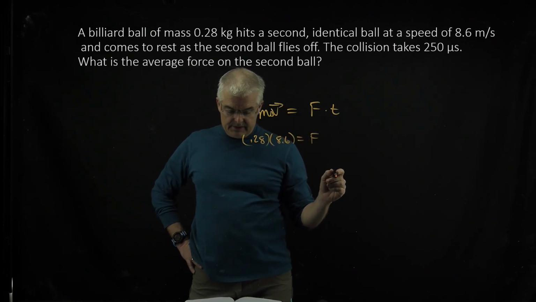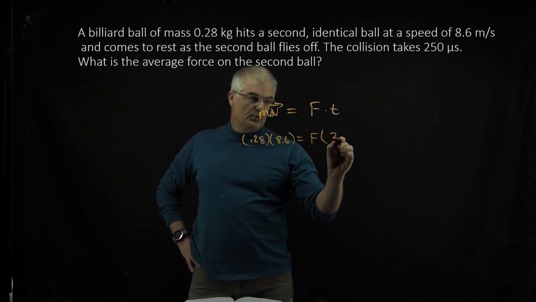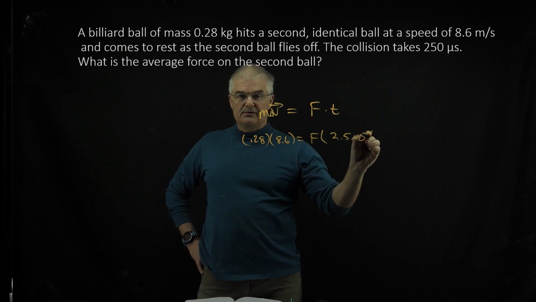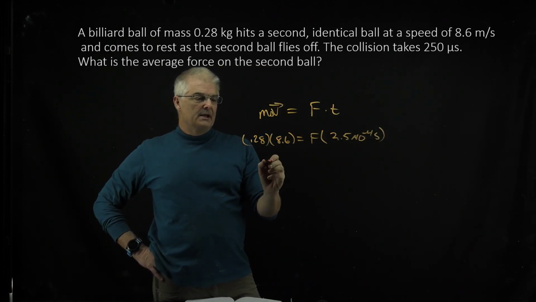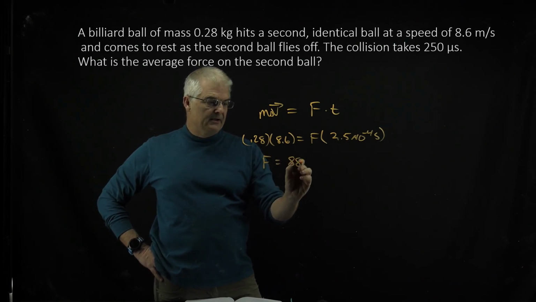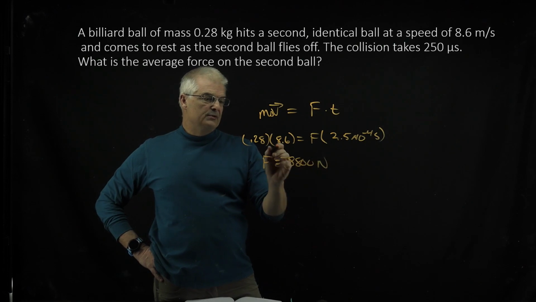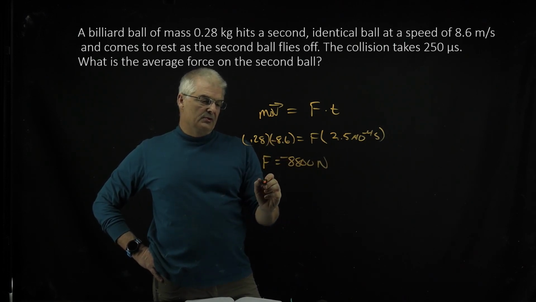And you get the time is 2.5 times 10 to the minus 4th seconds, because the µs is a microsecond, and you get force equal to negative 8,800 newtons, because it's lost 8.6 meters per second. And so that's question A.